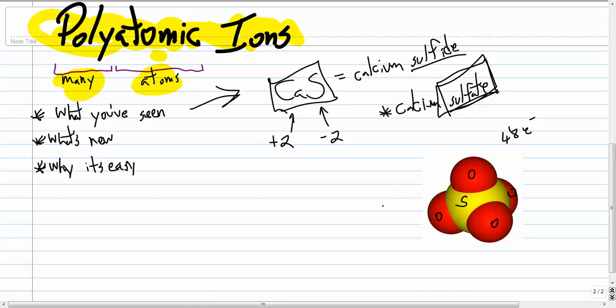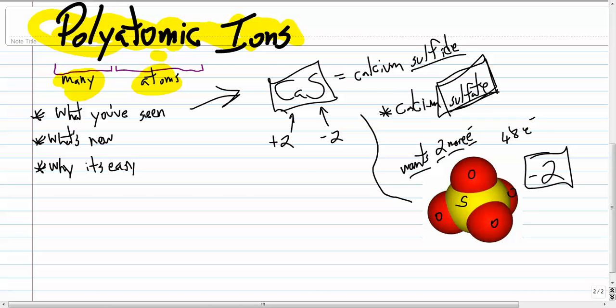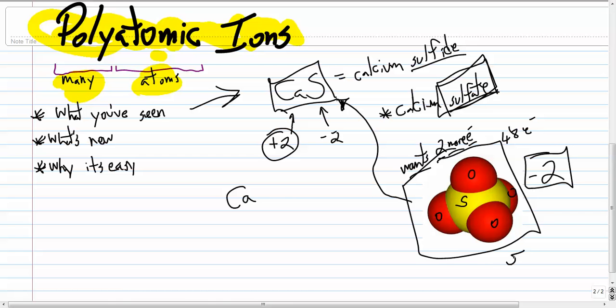And this thing, as a group of atoms, it really wants 2 more electrons. So it would like to have a minus 2 charge. So that kind of makes it a lot like just this sulfide ion. So if you had a calcium atom with its desire to lose 2 electrons, it would kind of like to hook up with this giant sulfate ion. So the formula for this would be just CaSO4. So this would be calcium sulfate.